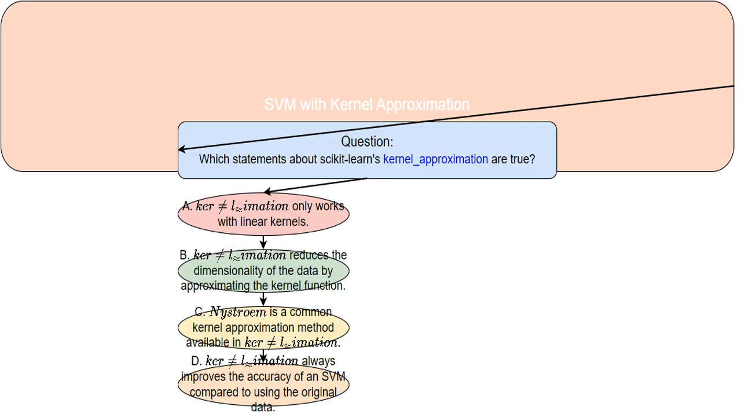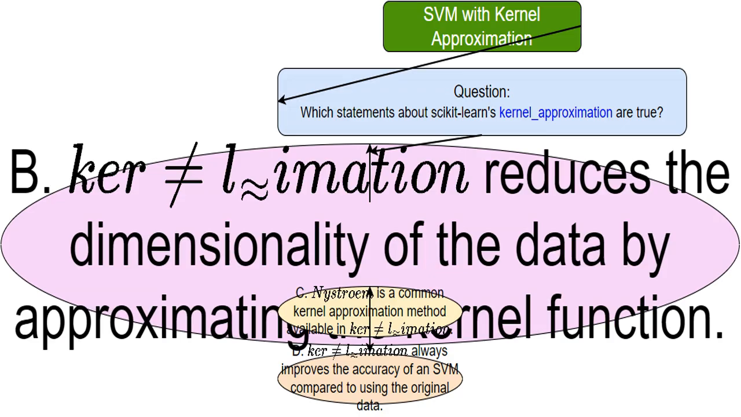Think of it like this: SVMs are great, but can be slow with huge datasets. Kernel approximation is a clever way to make them much faster. I'd say this statement is absolutely true.